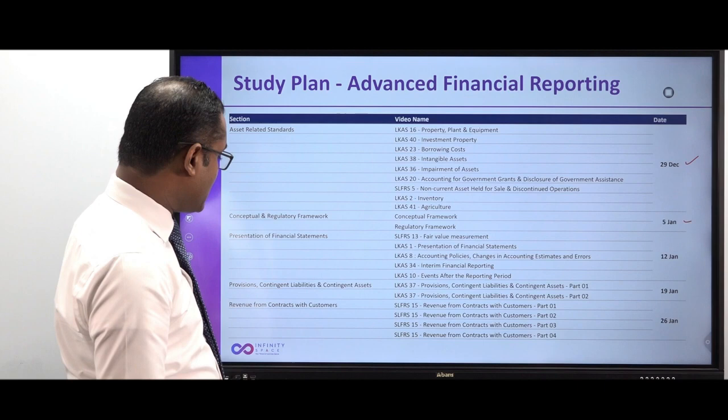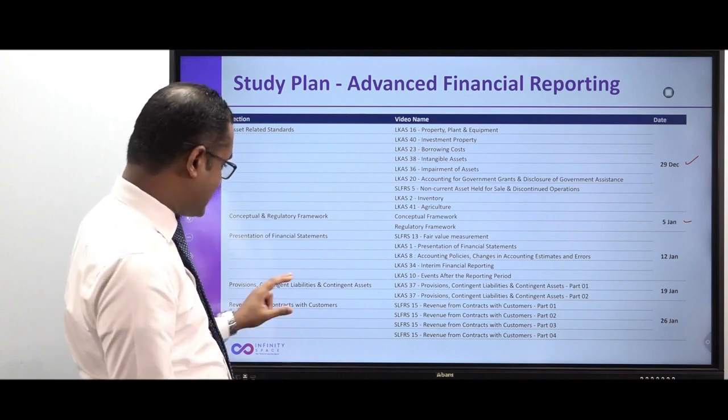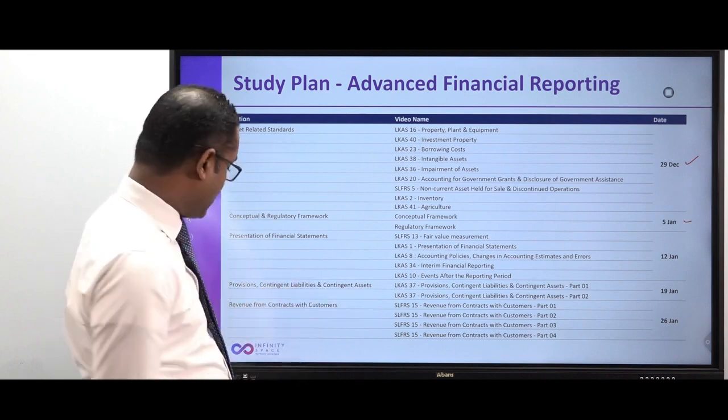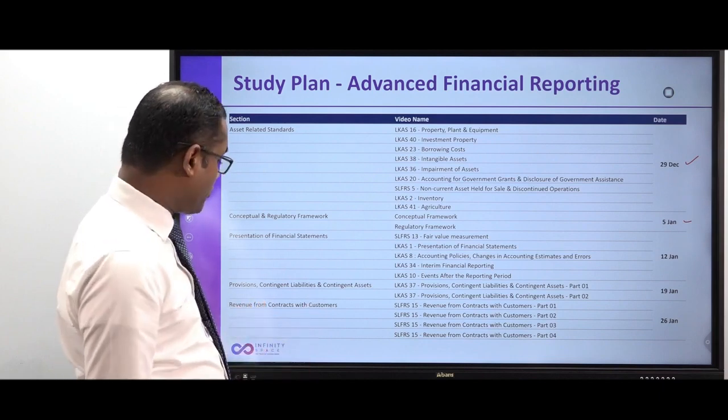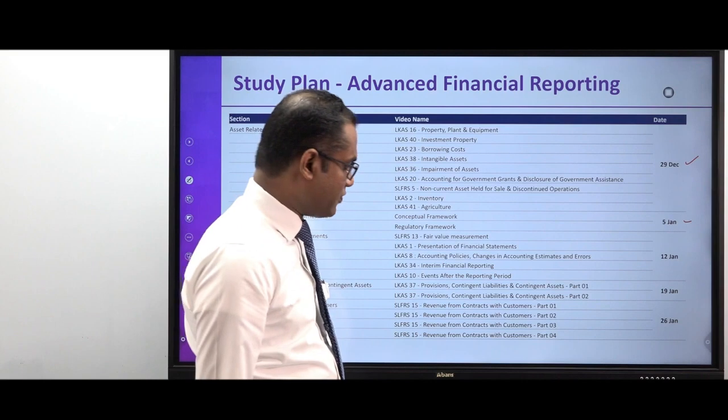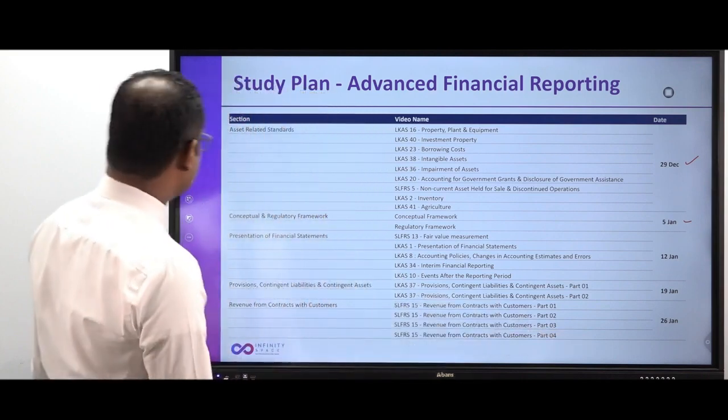Thereafter, provisions, contingent liabilities and contingent assets, which is LKS 37. Then one of the important standards when it comes to the examination, revenue from contracts with customers, SLFRS 15, would be uploaded by 26th of January.